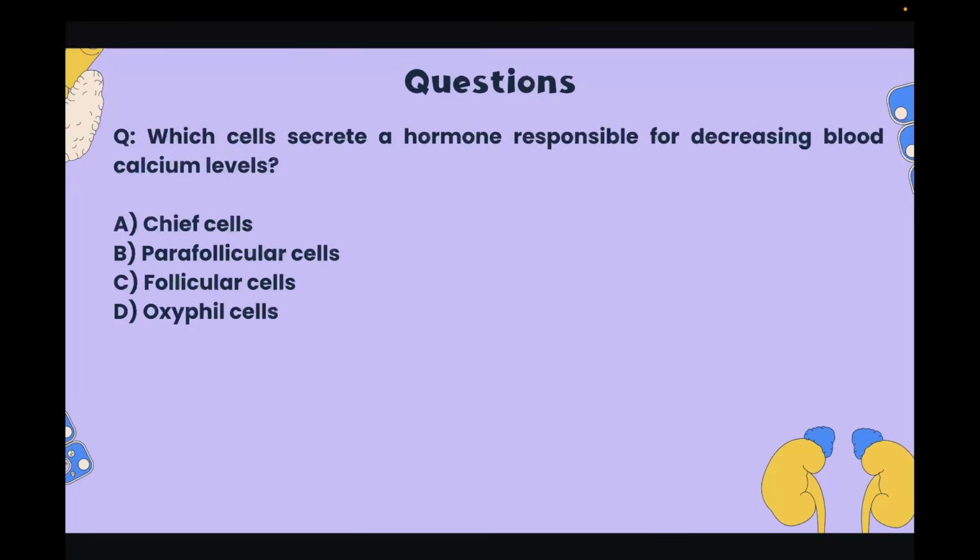Which cells secrete a hormone responsible for decreasing blood calcium levels? We said for calcium, anything that has to do with calcium, you'll think of parafollicular cells because they release calcitonin, and calcitonin is going to decrease calcium levels in the blood.